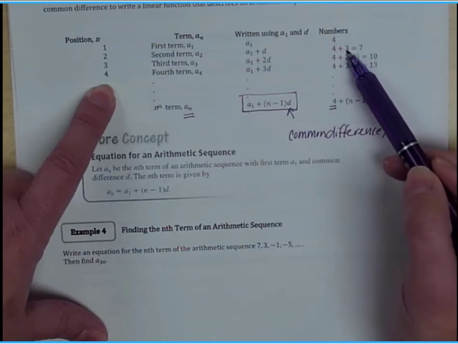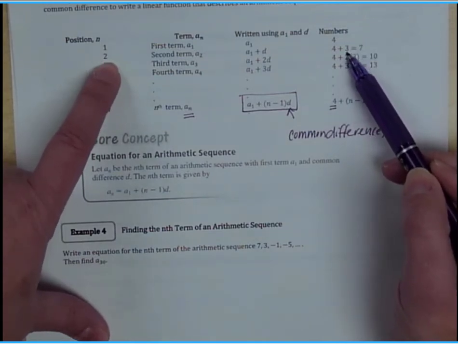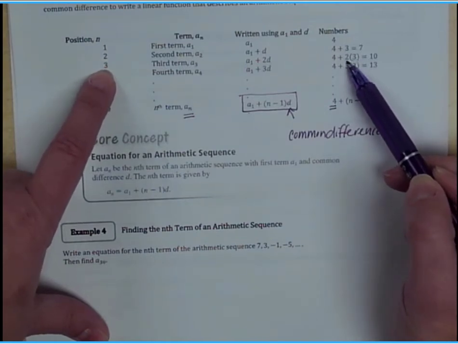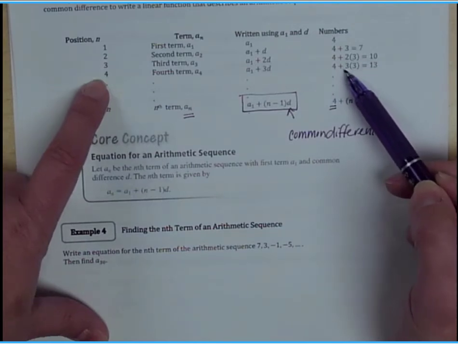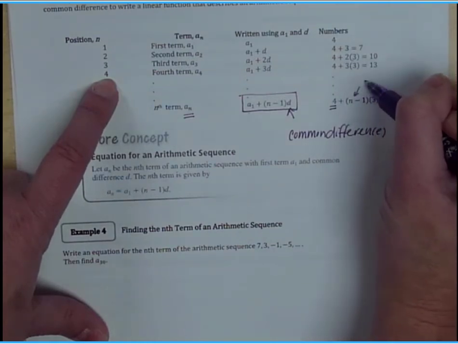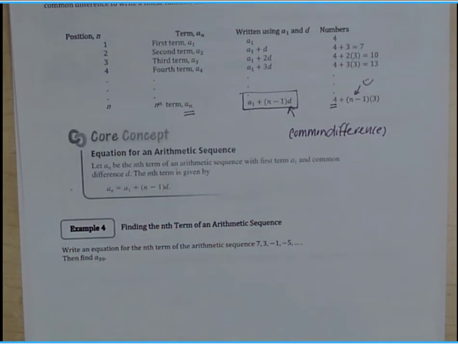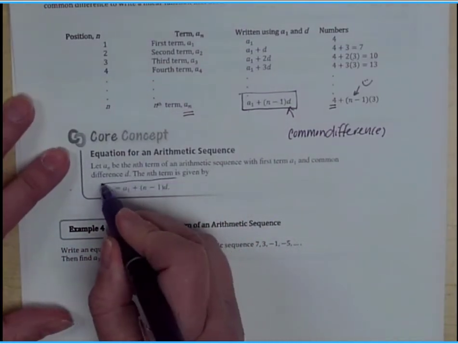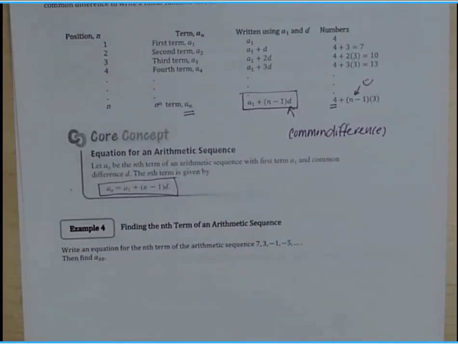Our second term here, we only added 3. Our next term, we added 2, which is 1 less than 3. Or we multiplied by 2. Here, multiplied by 3, which is 1 less than 4. So that is where our n minus 1 came from. So we can use this to help us write an equation.